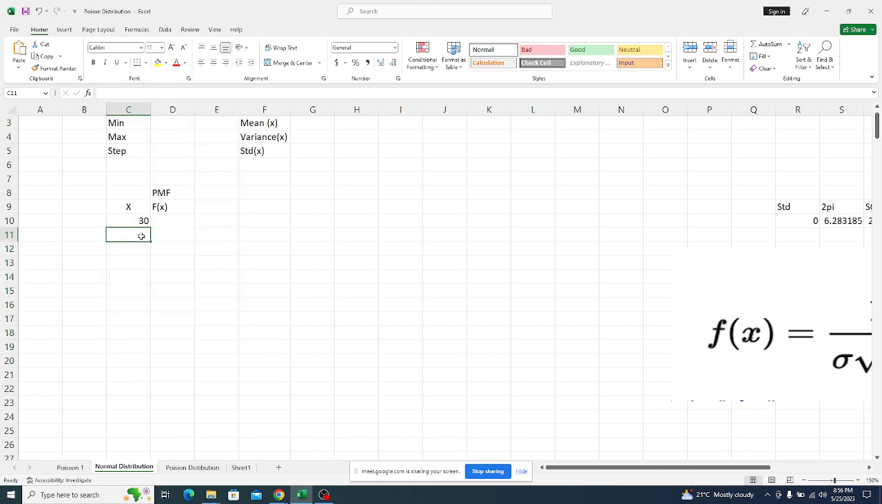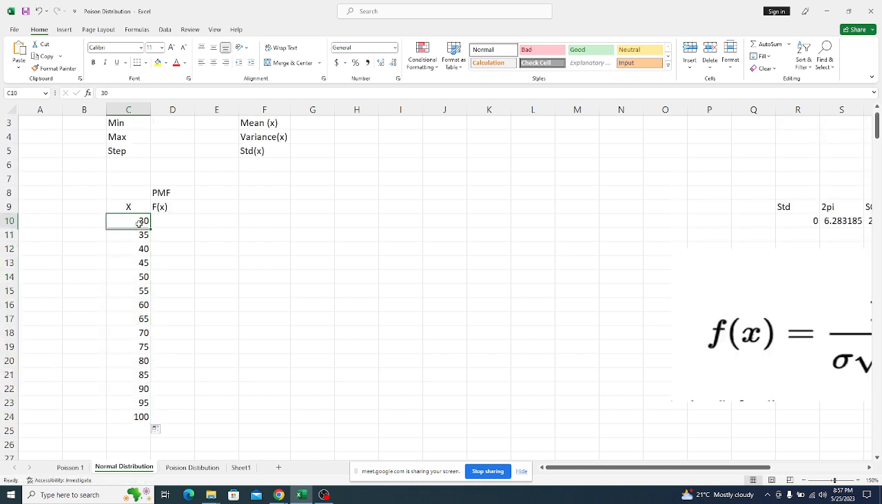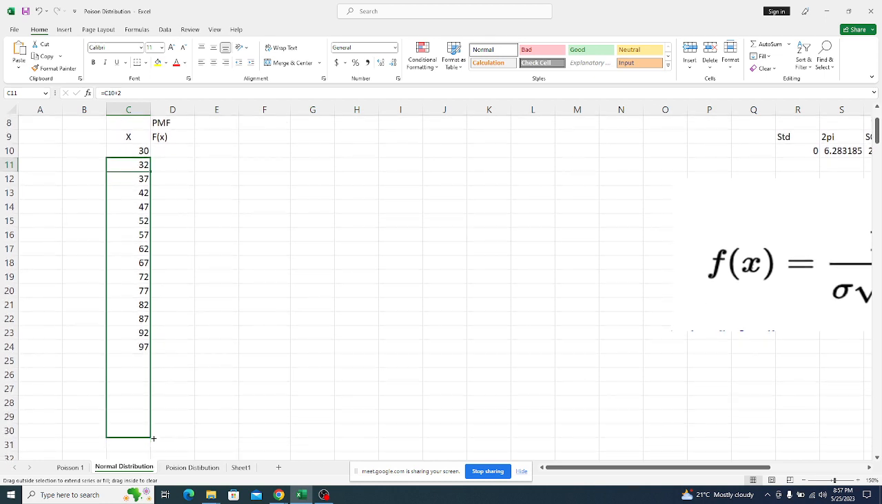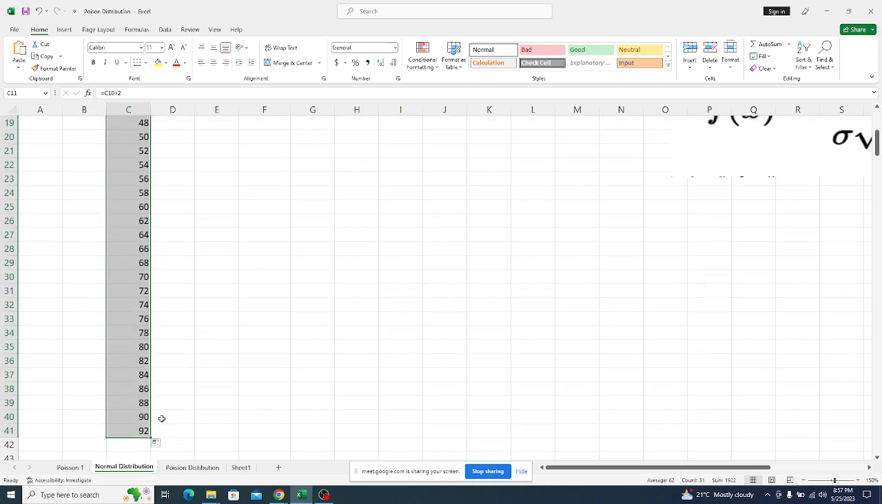We can say it will be equal to the initial value, then we plus 5. If we had 5, we will only need to come here and drag. You will see your values are increasing by 5. If you want to step it by 2, you can as well change it to 2, and you can see your data here. Once you drag, you'll see that your data is increasing by 2.